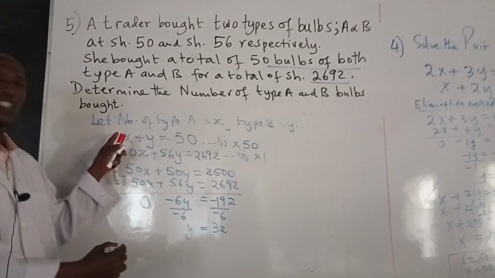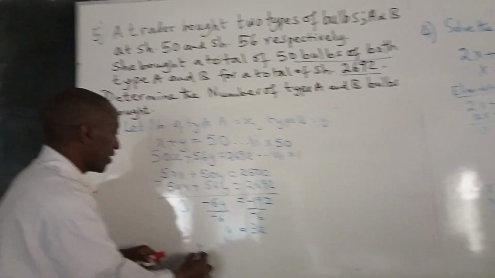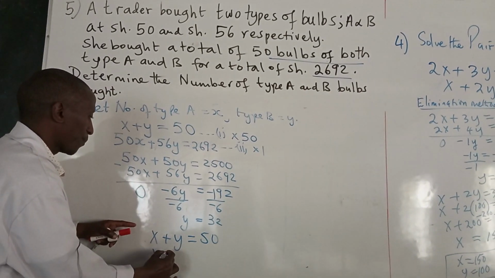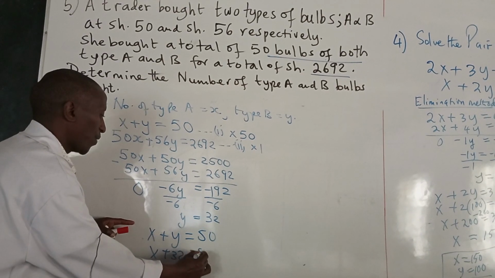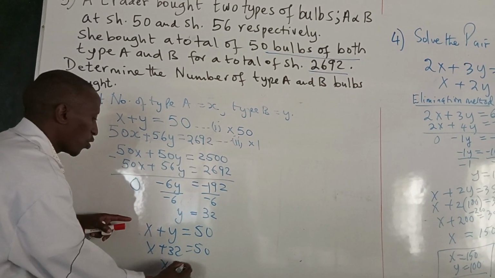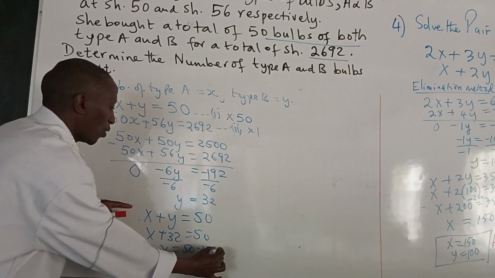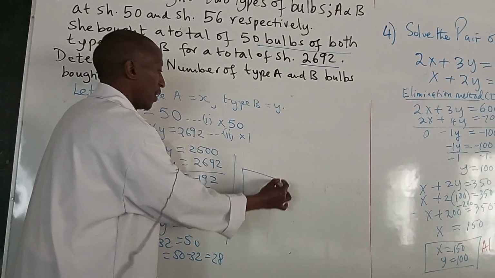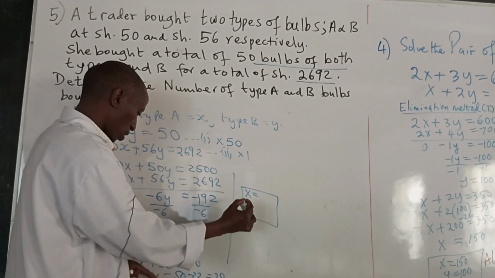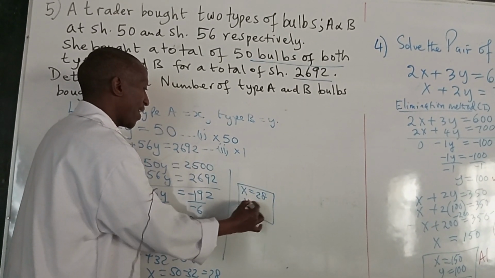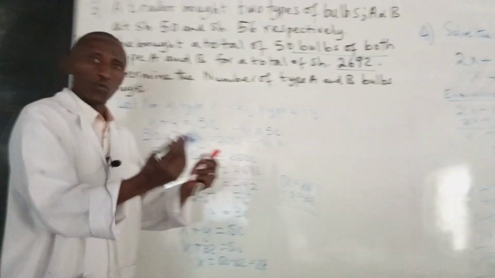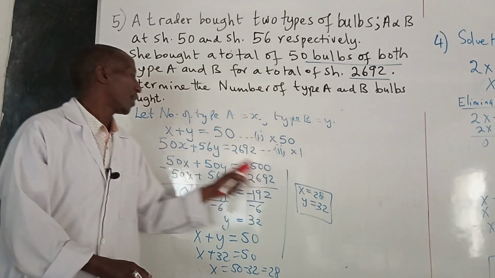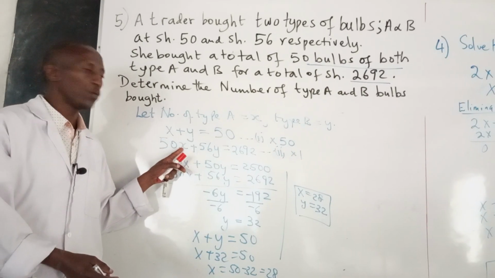We substitute this into the simpler equation, X plus Y is equal to 50, and we get that X plus 32 is equal to 50. And that gives us that X is equal to 50 minus 32, which is 18. As we had said earlier, pair your answers as X is equal to 18 and Y is equal to 32. Do a cross check. X plus Y gives you 50, and also we can check onto the other equation.